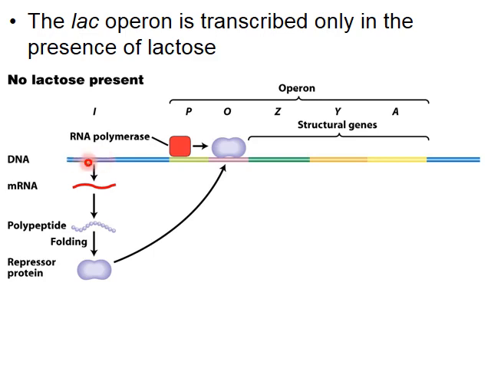And over here is the LAC-I gene, which remember is constitutively expressed. So it always produces a steady amount of the LAC repressor protein. And in the absence of lactose, this LAC repressor protein will bind to DNA and therefore downregulate expression of the LAC operon genes.